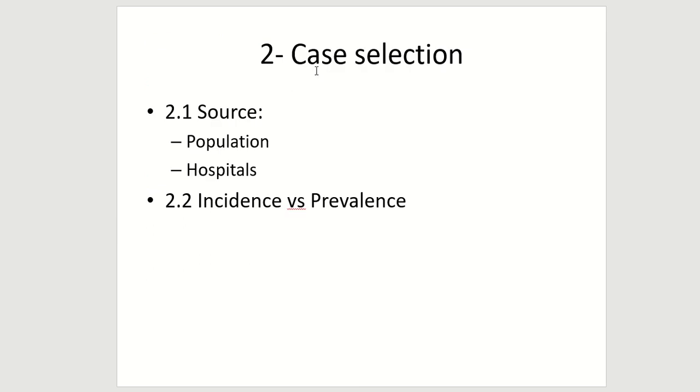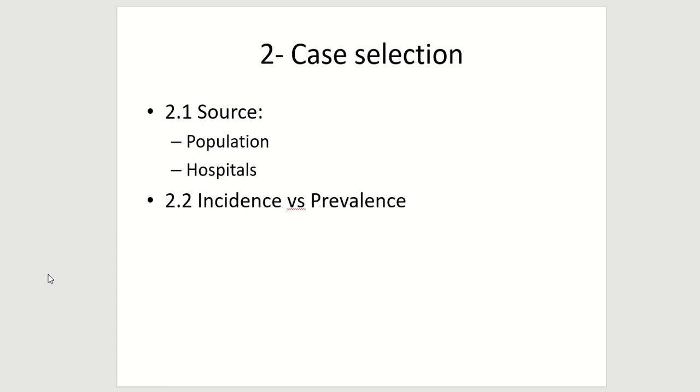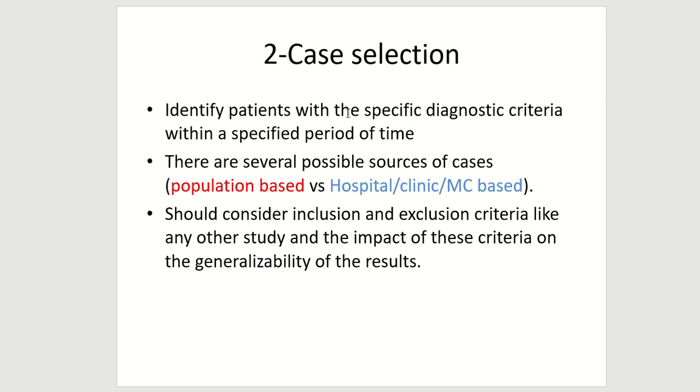Number two in our lecture is case selection. Where do you go to get the cases? Where do you go to get people that have the outcome? So you think about the source and you think about the type of cases. So the source could be either population based, meaning you're going to get your cases from the population, or usually hospital cases. And the type of cases, they can either be new cases, incident cases, versus prevalent cases. Okay, and you know the definition and you know the difference between the two, and you know the implication of incidence versus prevalence. So identifying patients with a specific diagnostic criteria within a specific period of time.